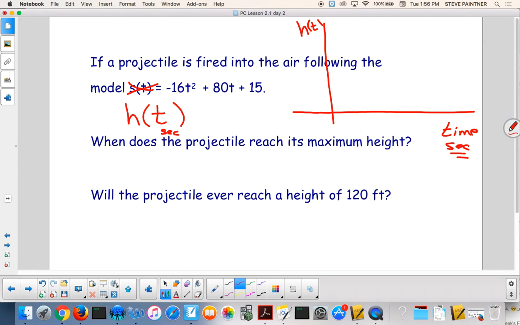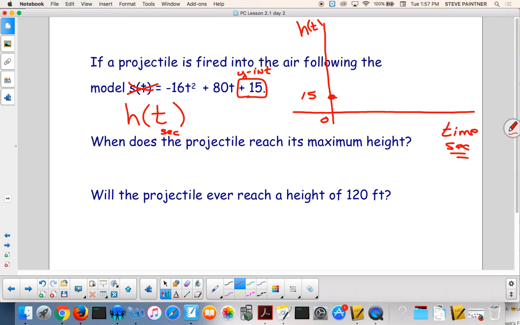Now, once you do that, is there a number up here that's telling you any information about your graph? The y-intercept. Which one's the y-intercept? C. It's always C. This is always going to be the y-intercept. So right now I should be thinking the projectile was 15 feet off the ground when it was shot up in the air, at 0 seconds.